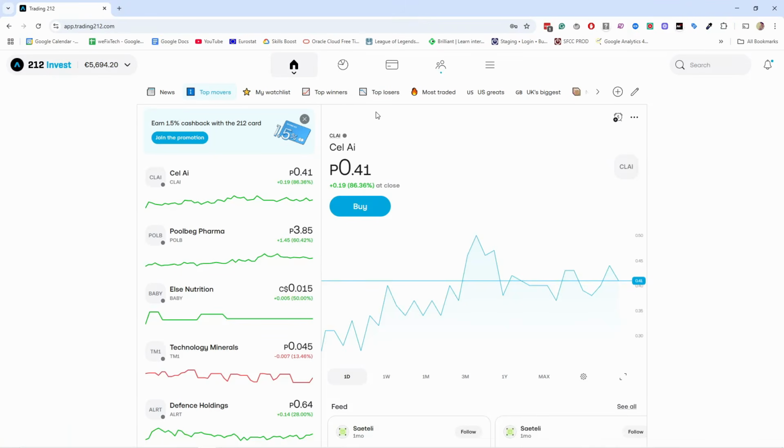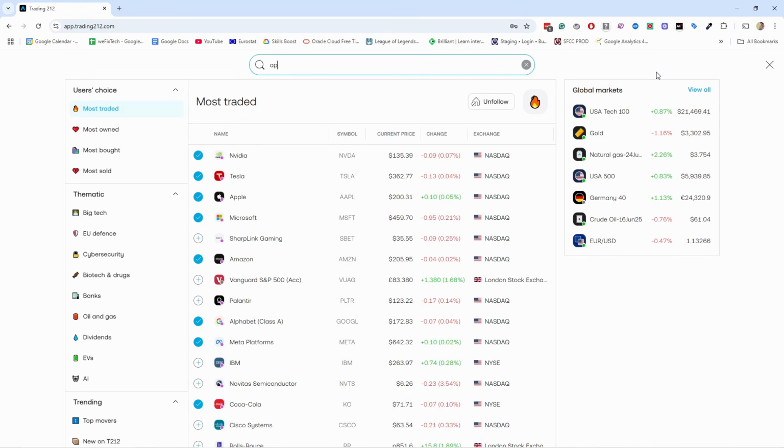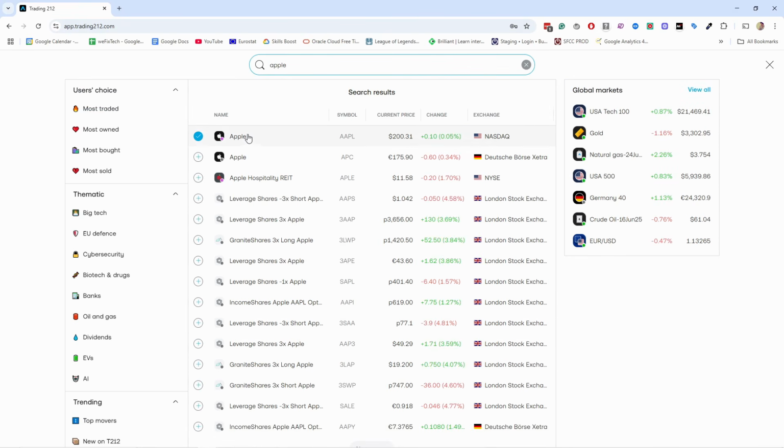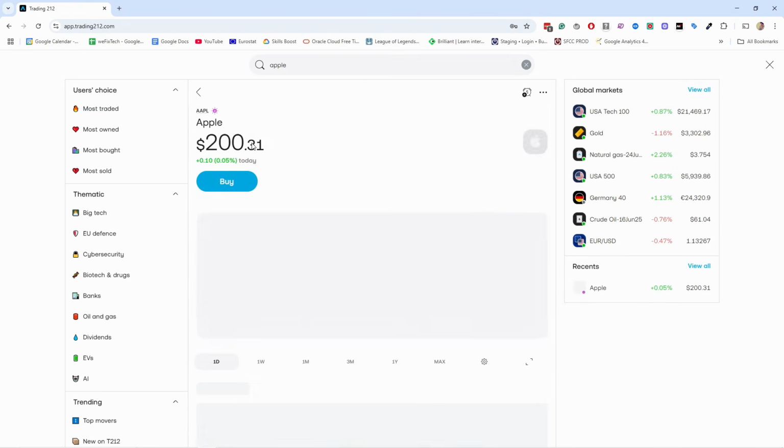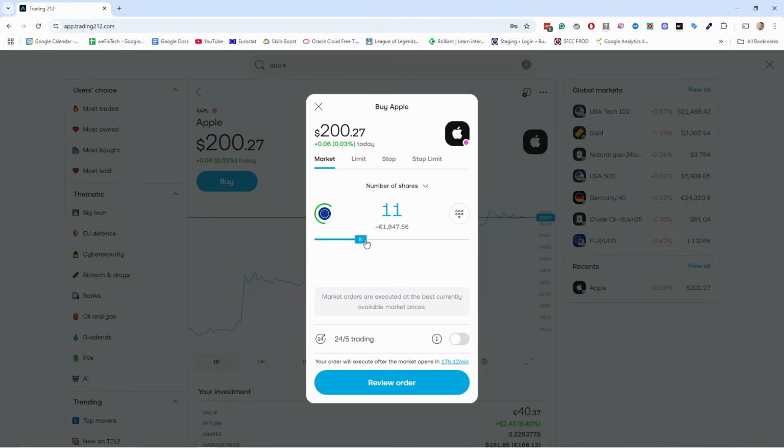Let's start with ease of use. Trading212 is hands down one of the easiest investment platforms I've ever used. It's perfect for beginners because it has a clear interface, helpful tooltips, and a straightforward sign-up process. Even if you've never invested before, you'll quickly get a feel and feel comfortable navigating around it. Especially if you watch my 30-minute tutorial first, you can click there.